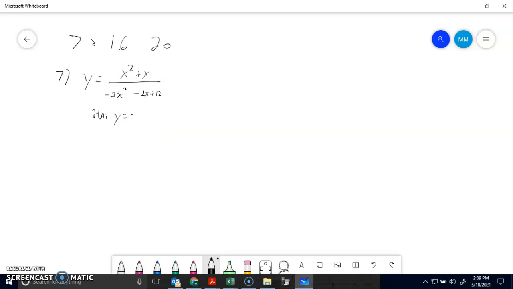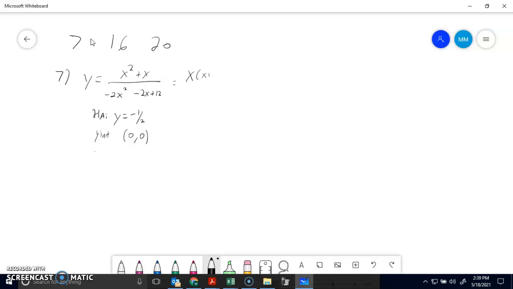The y-intercept is the constants. Now there's no constant here. There's a missing one, so that's 0. So really my constants are 0 over 12, which is 0. So 0 comma 0.